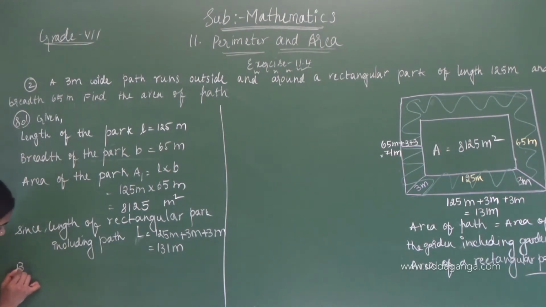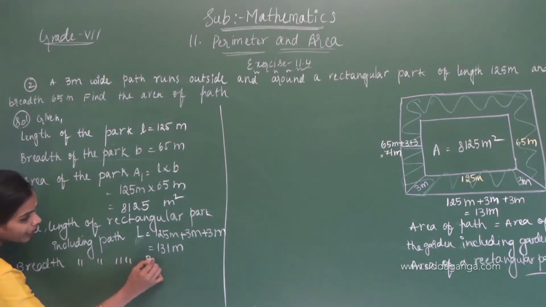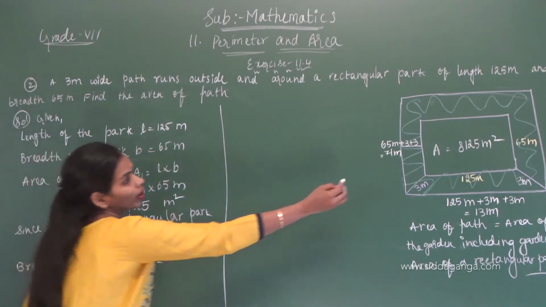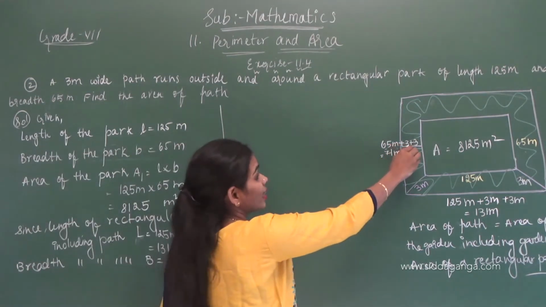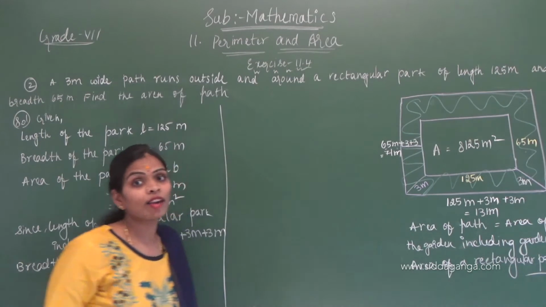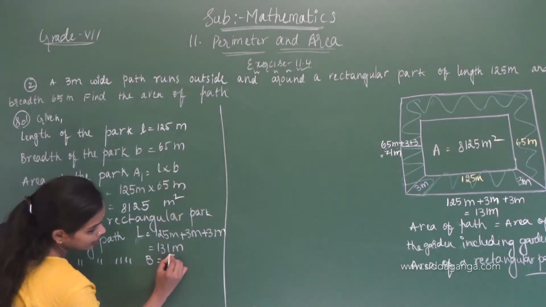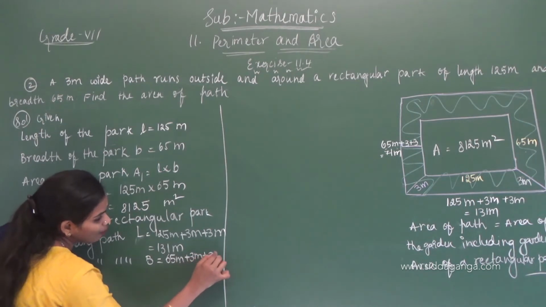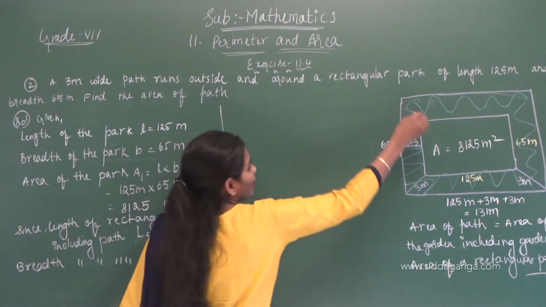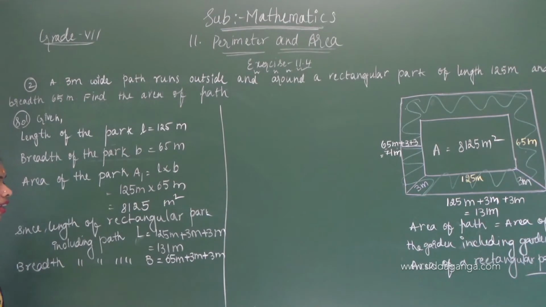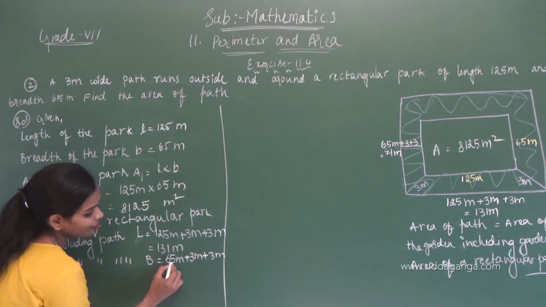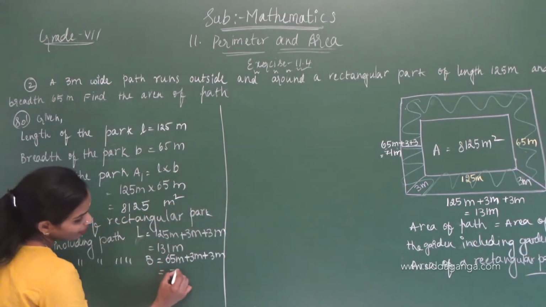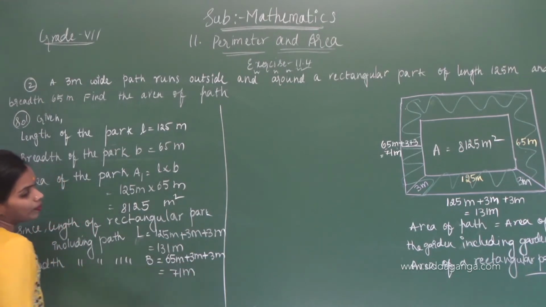And then the breadth. B equals 65 meters plus 3 meters plus 3 meters. We are adding the path up and down, that's why 3 plus 3. Therefore, 65 plus 3 plus 3 is 71 meters.